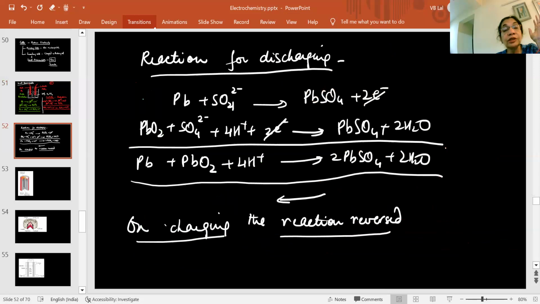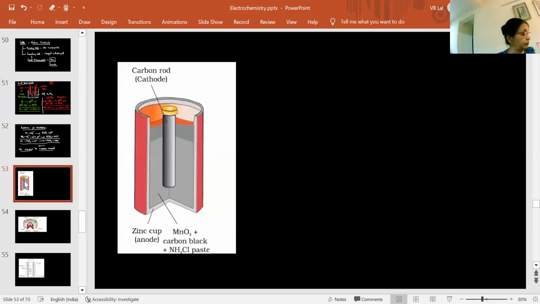Now, in addition to the secondary cells, we need to learn some primary cells also. There are certain cells which are primary cells, which can be used once and they cannot be used again.